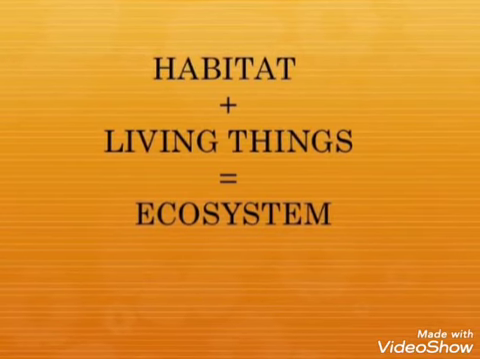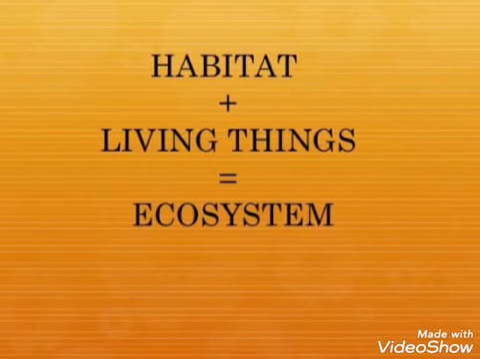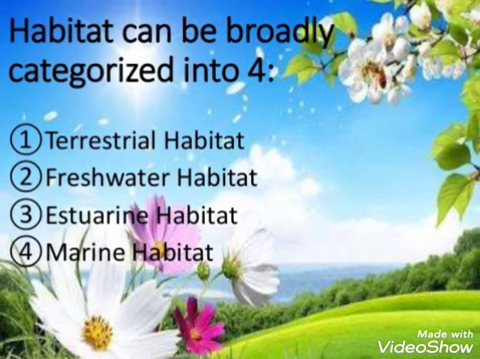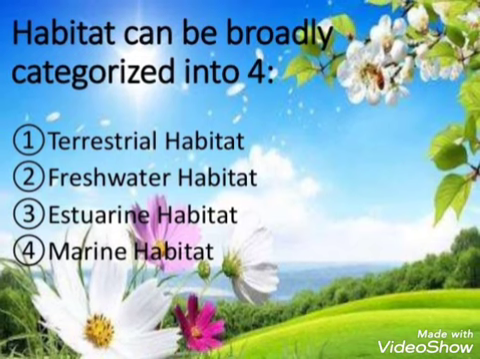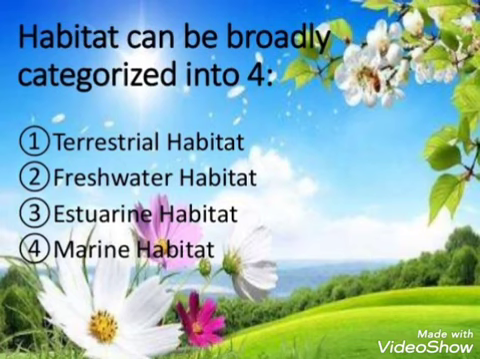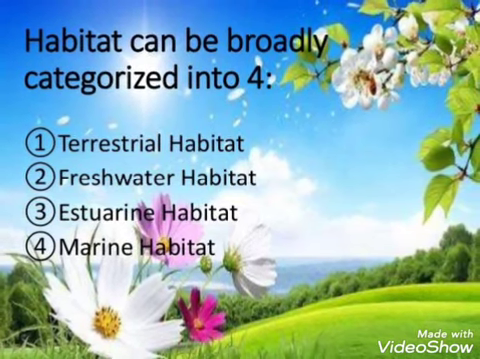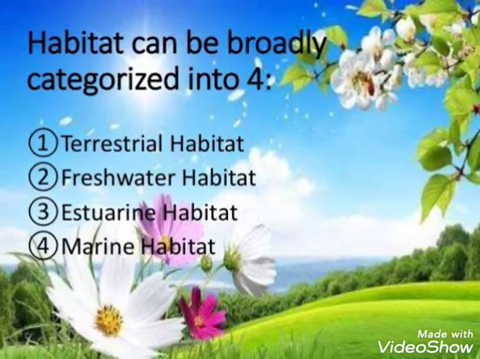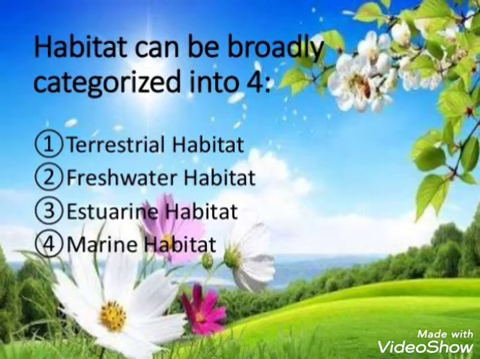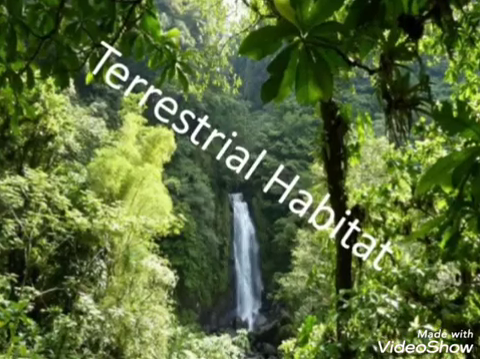And different animals have different habitats. Let us know about the different types of habitat, how we divide the habitats. We can broadly categorize the habitats into four main types: the terrestrial, the freshwater, estuarine, and marine habitat. Let's learn about them one by one.